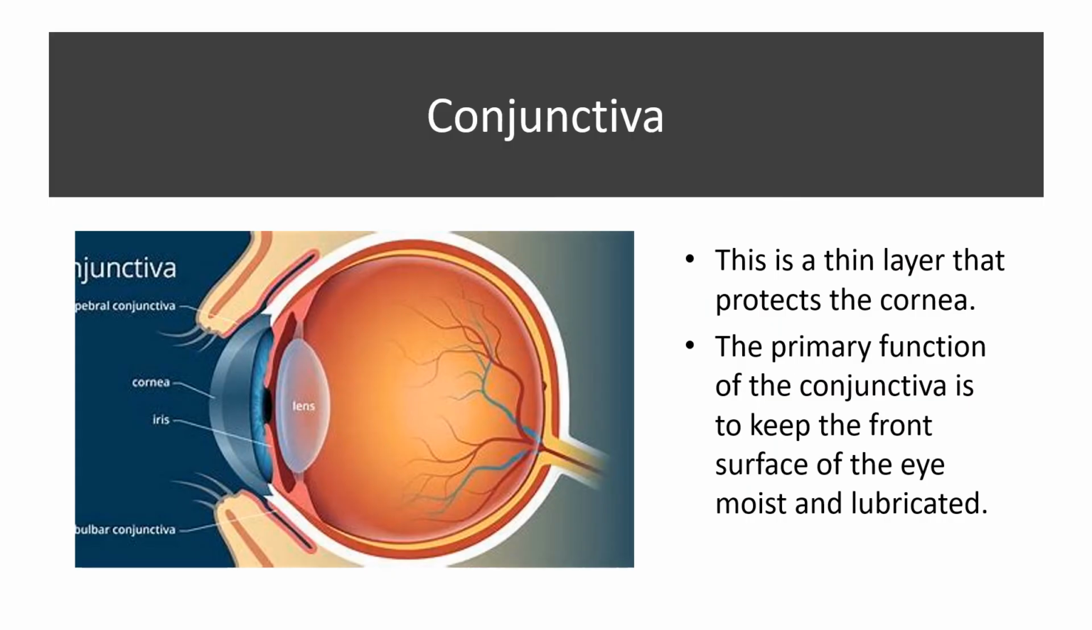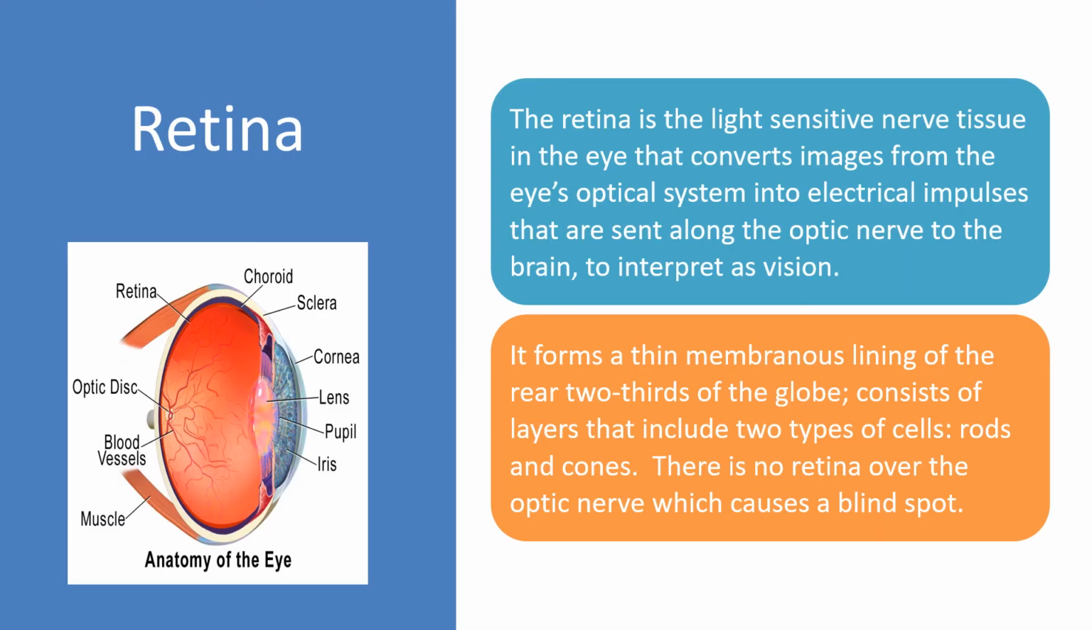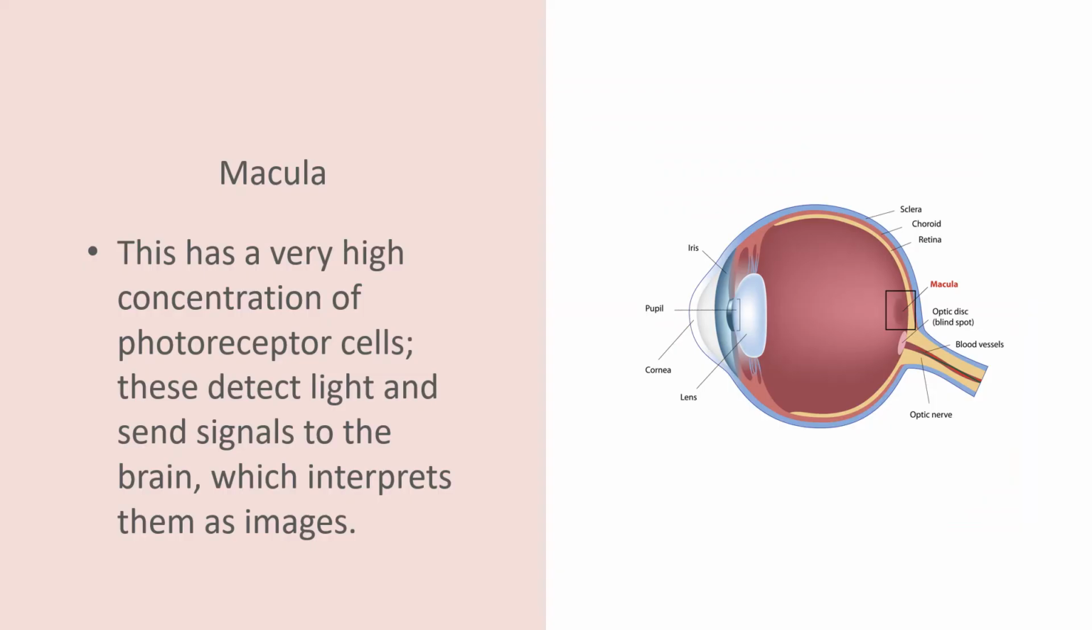We have the conjunctiva, which is a thin layer that protects the cornea, and the primary function of the conjunctiva is to keep the front surface of the eye moist and lubricated. So here's a little bit more information on the cornea if you wish to stop it and have a little read. We have the retina, which is a light-sensitive nerve tissue in the eye that converts images from the eye's optical system into electrical impulses that are sent along the optic nerve to the brain to interpret as vision. The macula detects light and sends signals to the brain, which interprets them as images.